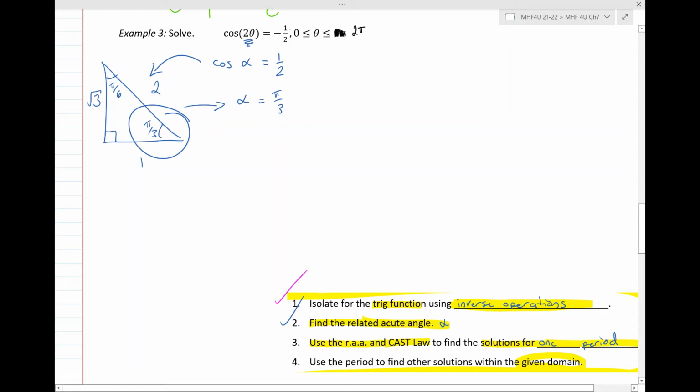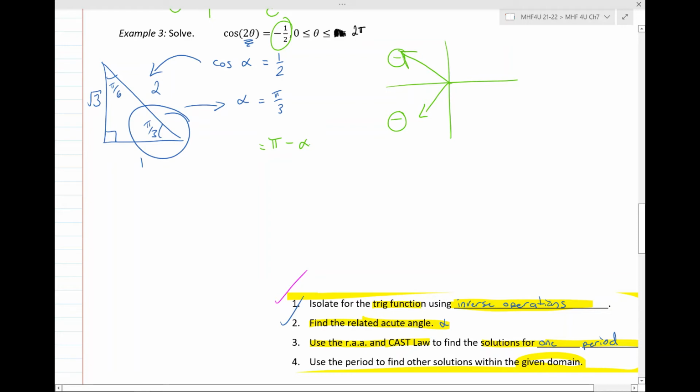Well, according to our cast rule, here we're working with the cosine. Our ratio is negative once more. So cosine, I know just like before, is negative in quadrants 2 and 3. Well, in quadrants 2 and 3, then my angle that I'm working with is equal to pi. In quadrant 2, it's equal to pi minus my related acute angle. Now, question is, what angle are we working with?